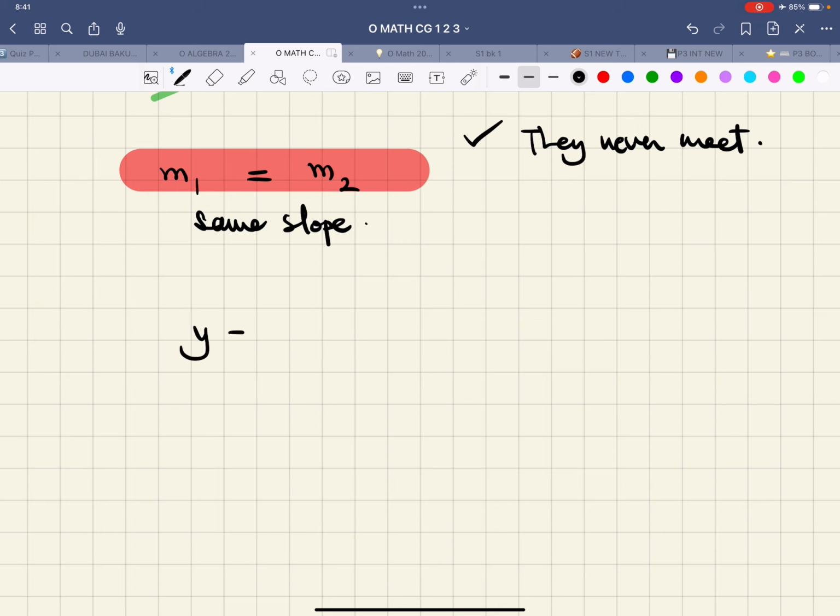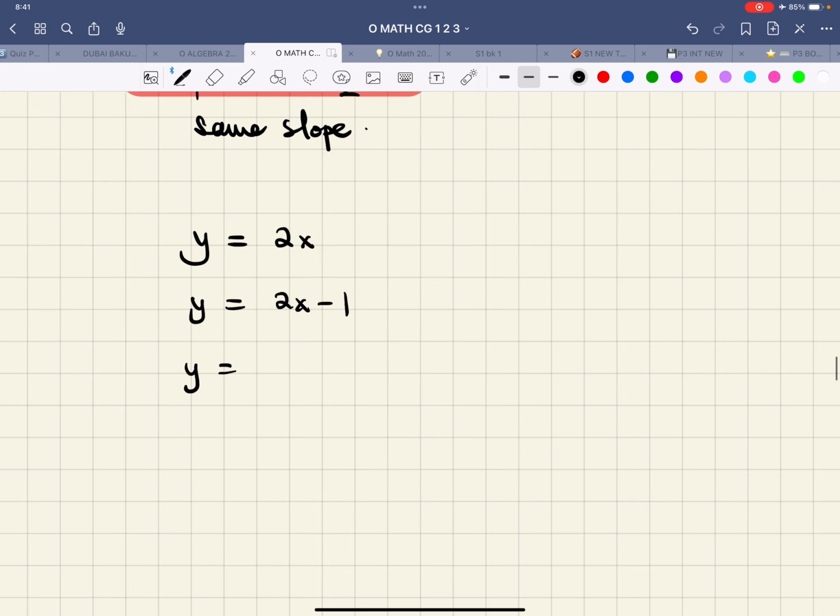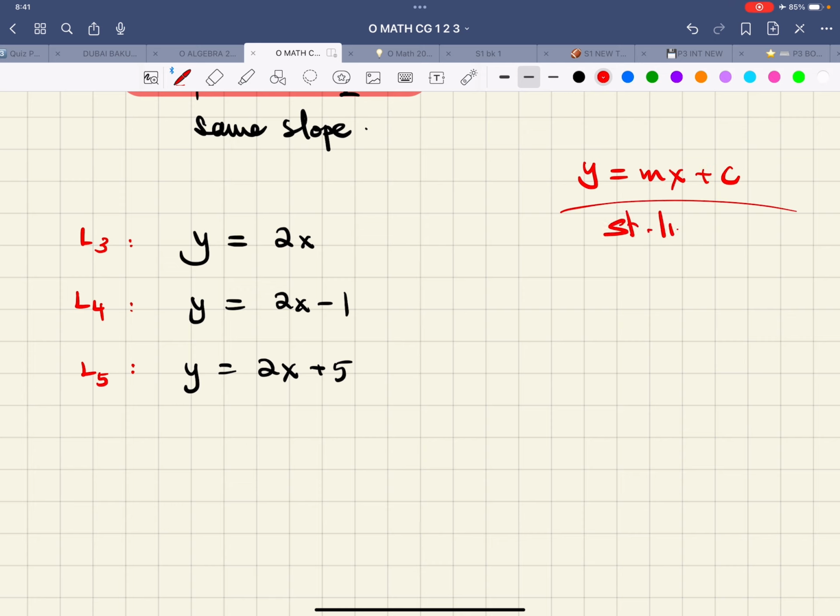For example, if I have y equals 2x, y equals 2x minus 1, and y equals 2x plus 5, let's say this is line 3, line 4, and line 5. They all are in the standard form, the gold standard, which is y equals mx plus c for a straight line, for a linear equation. Increase your vocabulary because the examiner could be asking these things in any which way.